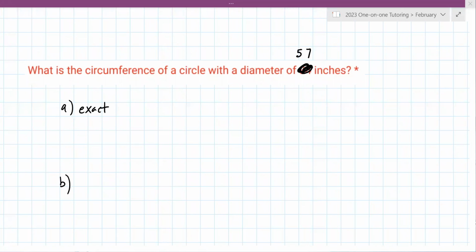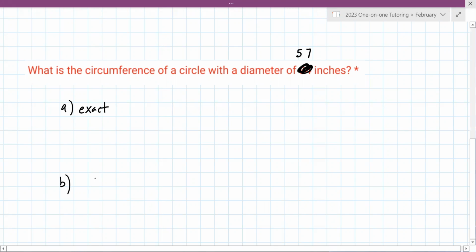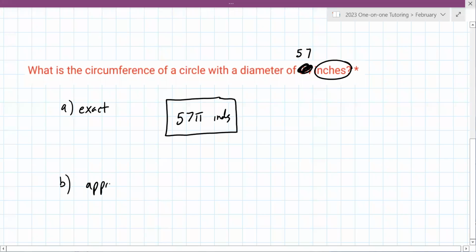8, carry the 2, 7, 9. So just to be clear, Lewis, the exact means you're not multiplying. You're just using the pi. Oh yeah. I got the exact, 57 pi. What are the units? Inches. Very good. Now for the approximation, let's do it two ways.